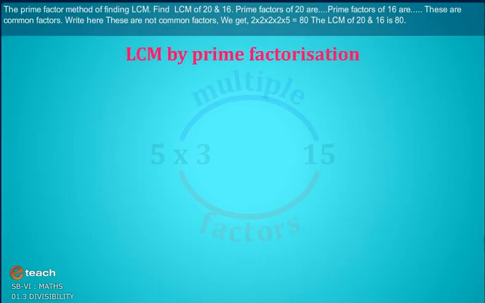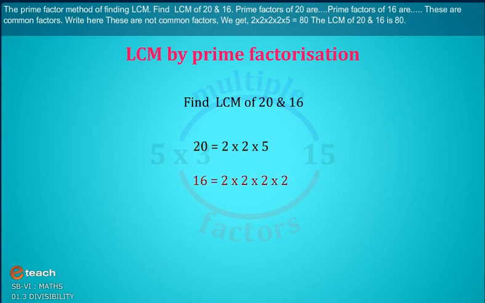The prime factor method of finding LCM. Now find LCM of 20 and 16. Prime factors of 20 are. Prime factors of 16 are. Now these are common factors, so you should write here. And these are not common factors. Write here and multiply all. Now we get 2 into 2 into 2 into 2 into 5. That comes 80. So the LCM of 20 and 16 is 80.